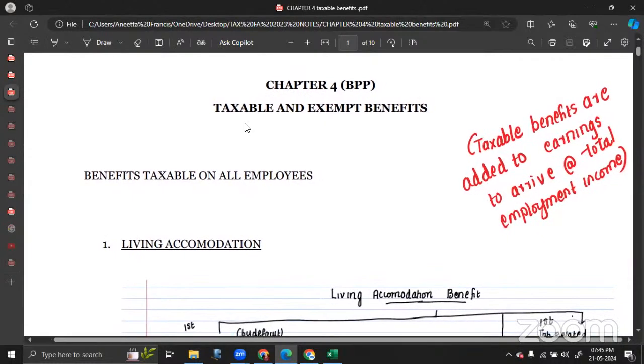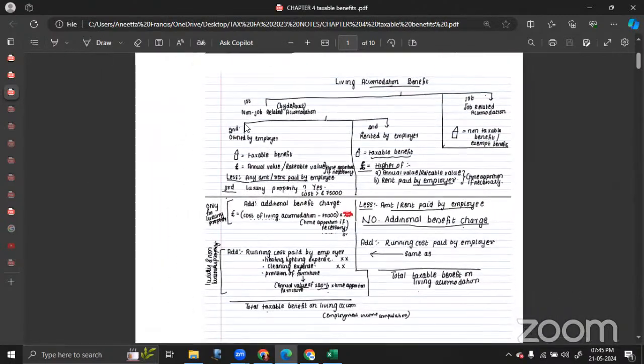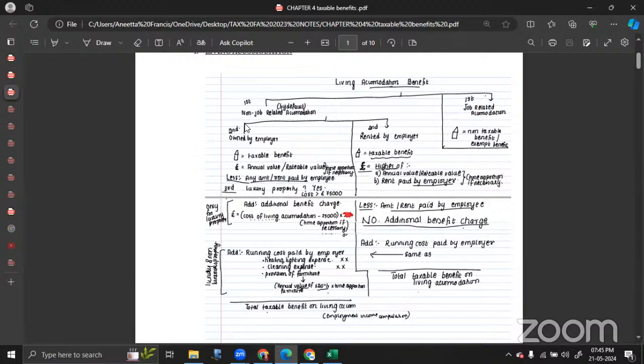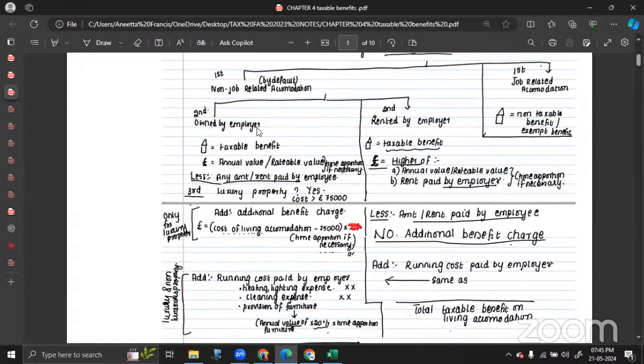It is taxable and exempt benefits. Living accommodation benefits. There is a graph which I always take in the class. If you study this graph to a large extent, you can crack this area. So living accommodation benefit is a home or house provided by the employer. If it is job related accommodation, the house is a non-taxable or exempt benefit. If it is non-job related accommodation, then you have to look in the question, is it owned by the employer or rented by the employer? If it is owned by the employer, the house is a taxable benefit and the taxable benefit is calculated as annual value or rateable value into time apportionment, less any amount of rent paid by the employee.